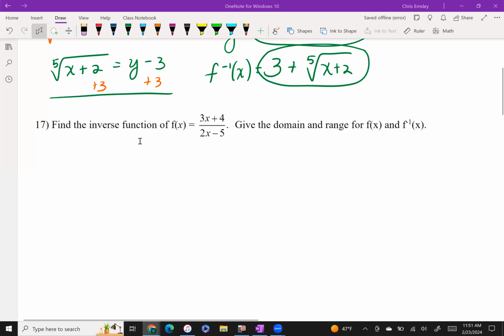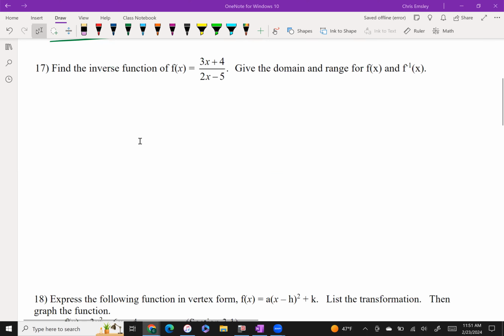Okay, next up, another inverse, but this time we also want to talk about the domain and the range of our inverse function and our original function. So once again, we're going to swap the x's and the y's. So instead of y equals, we have x equals. Make sure you replace both of those x variables with y's. We have to swap every variable.